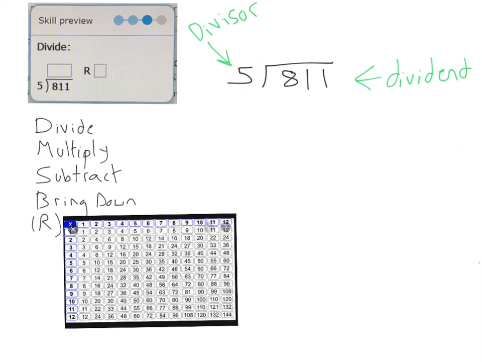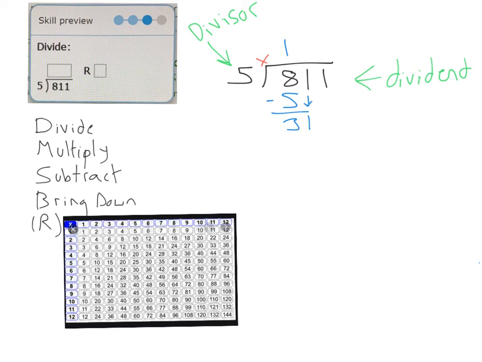This will be the last example in this video. We're looking at 811 divided by 5. Starting with our division, how many 5s can I take out of 8? I can take 1. That's a pretty straightforward one, I think. Obviously, 2 times 5 is 10, too big, so it must be just 1. Next, we're multiplying. 1 times 5 is 5. Then we're subtracting. 8 minus 5 is 3. Then we bring down the 1.